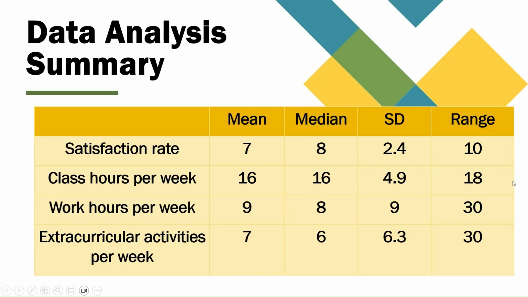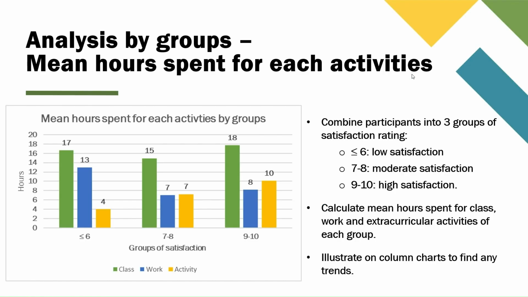All right, so this is a quick recap of our statistics before we come to the next part where we analyze our data according to groups. So, in order to do this, the first step, we combine all the participants into three groups of satisfaction rating. Those who rated 6 and below are considered the low satisfaction group. 7 and 8, they are moderate satisfaction. And 9 and 10, they are high satisfaction.